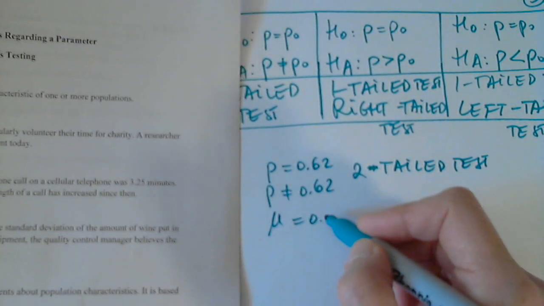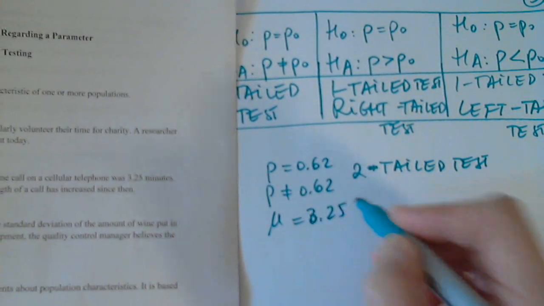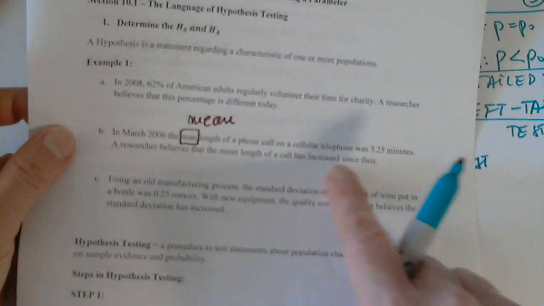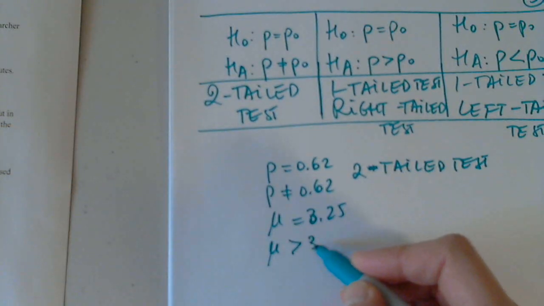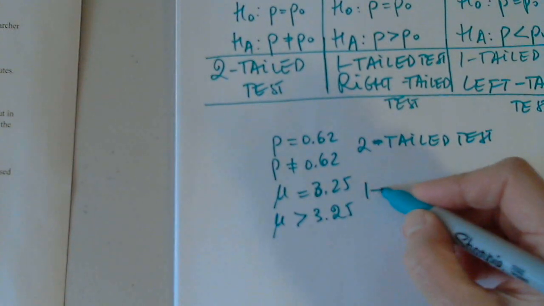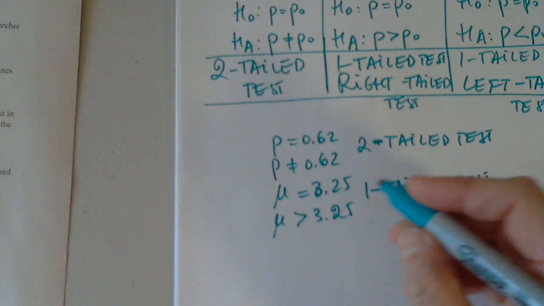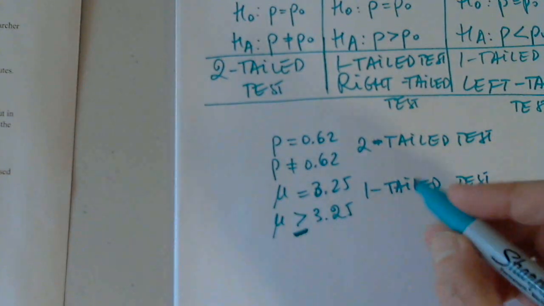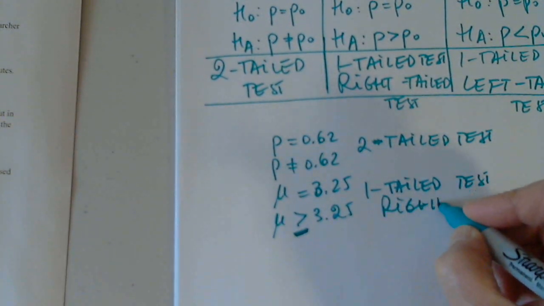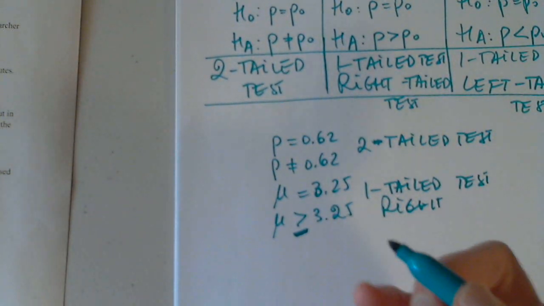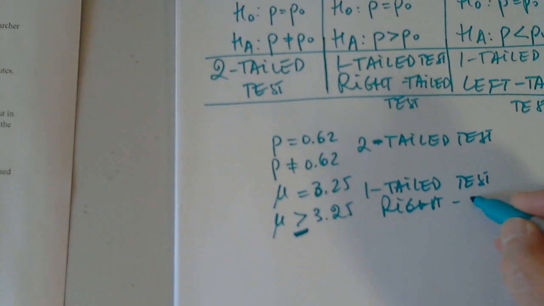The next one with the mean. So the mean equals 3.25, and the mean has increased. This is a one-tailed test, specifically a right one. Right, because we are going that way. Right-tailed test.